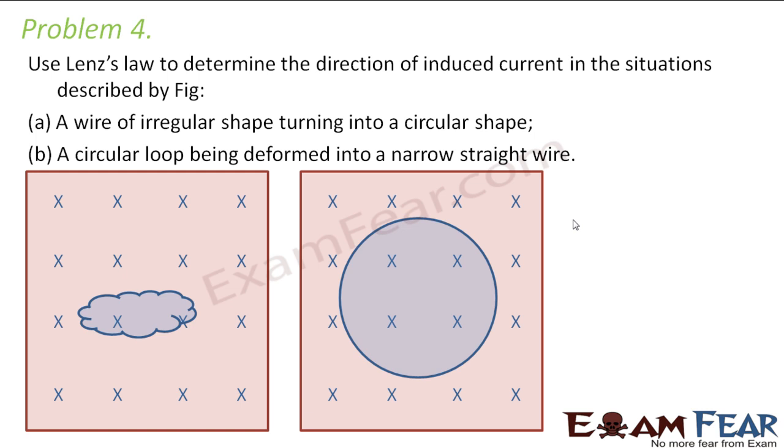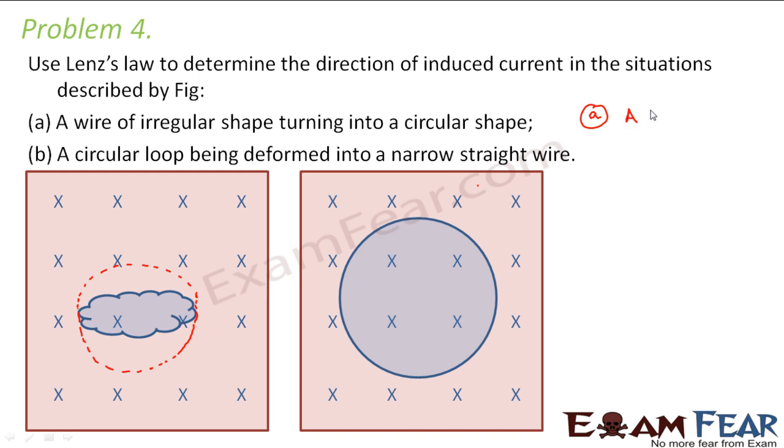It says to use Lenz's law to determine the direction of induced current in the situations described by the figures. Let us look at the first scenario first. What is happening in the first case? A wire of irregular shape is turning into a circular shape. So what is changing here? Your magnetic field is the same. The orientation between magnetic field and area is the same, but your area is increasing, right?